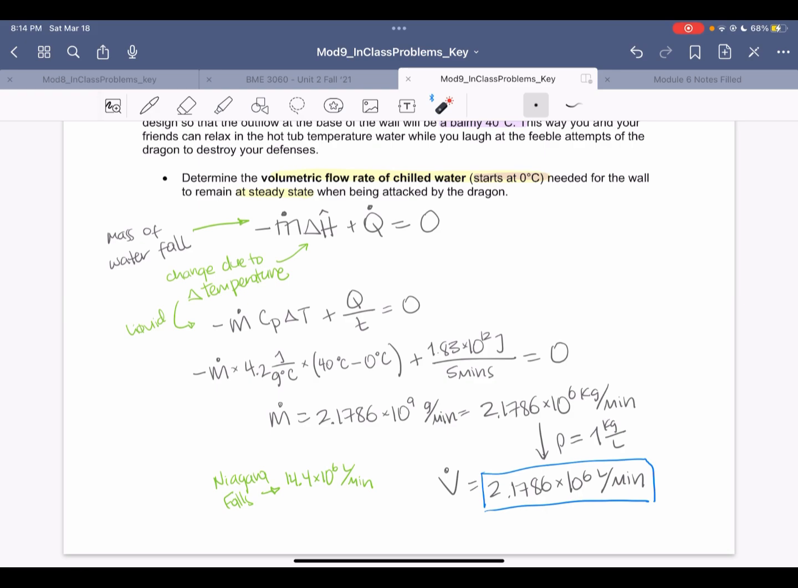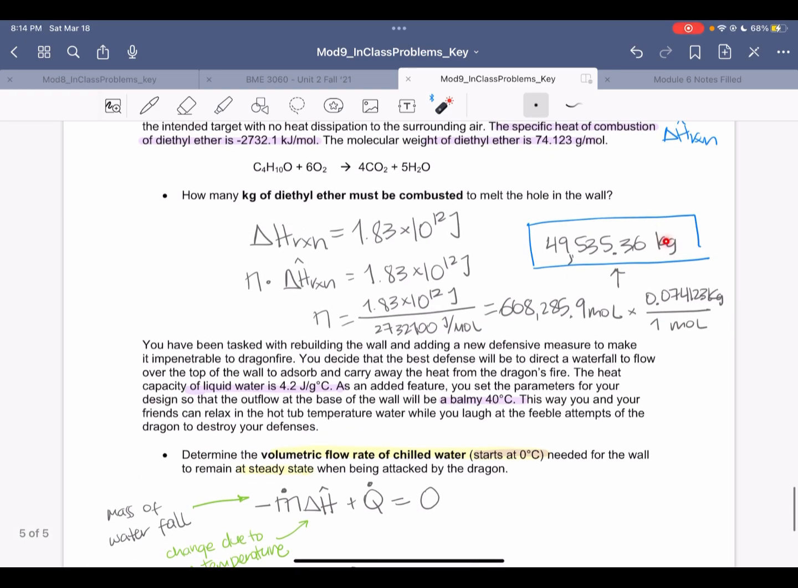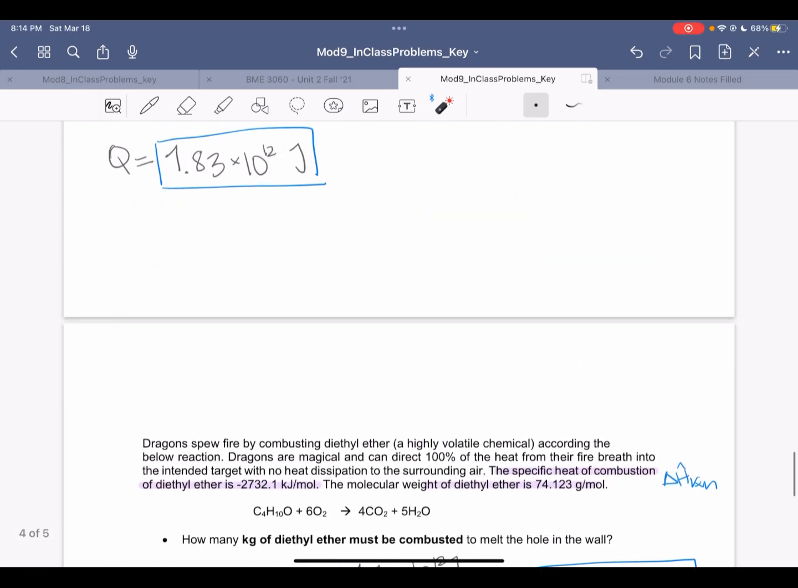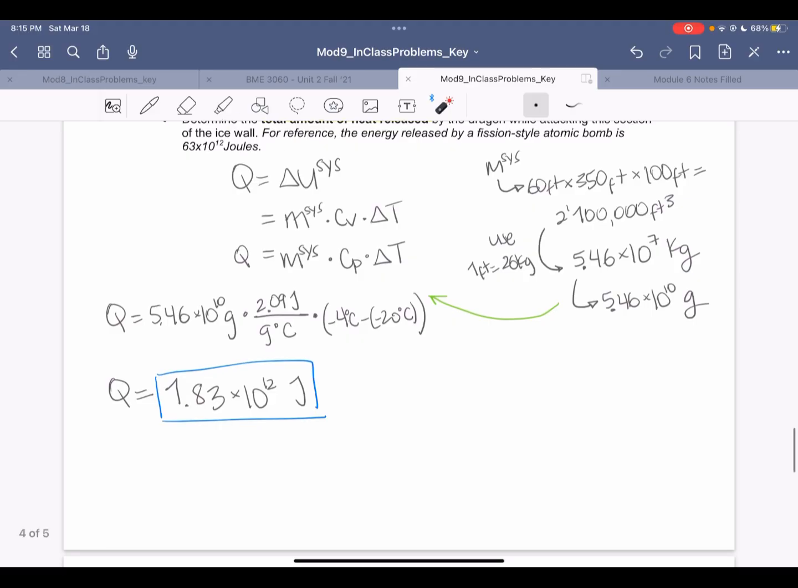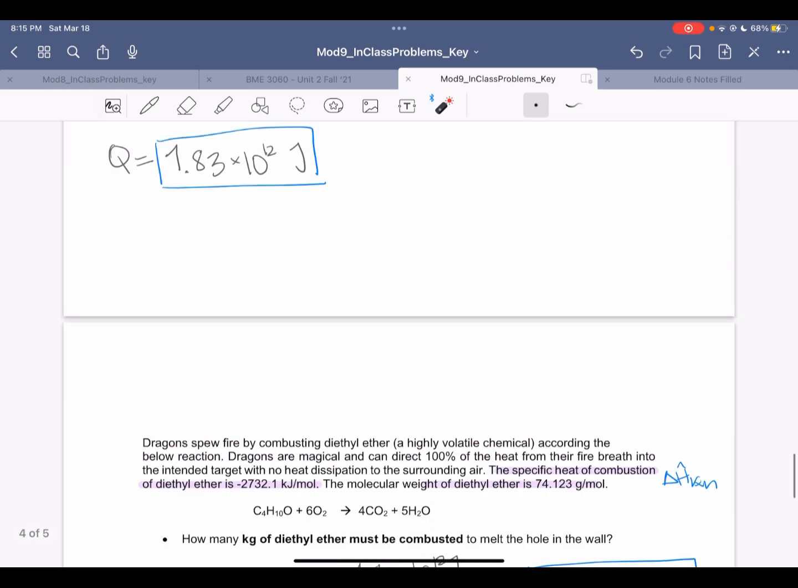Hope you had fun and enjoyed thinking about this problem and thinking about how big the dragon would have to be to carry this much diethyl ether, and about how the amount of heat that the dragon would need to apply to the wall would be pretty close, at least in the same order of magnitude, as a fission-style atomic bomb. And so all of these things point to maybe in real-world physics, all of this would be really hard to achieve, at least with these types of reactions and parameters.